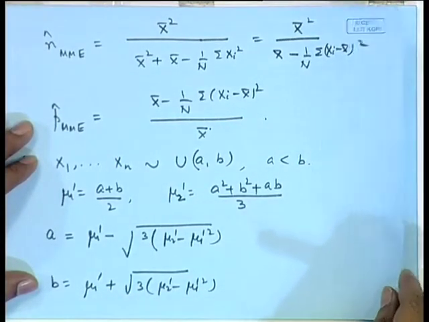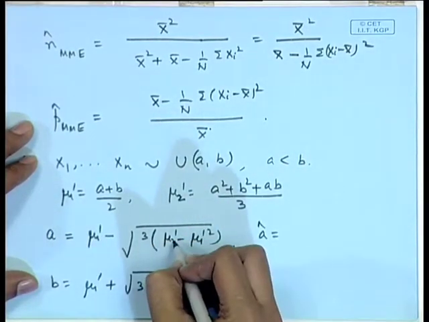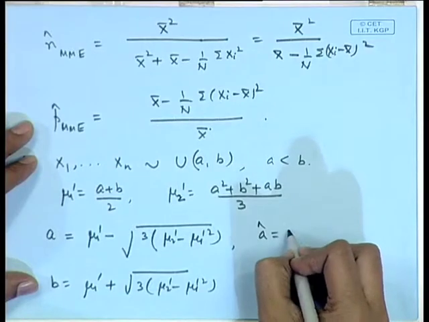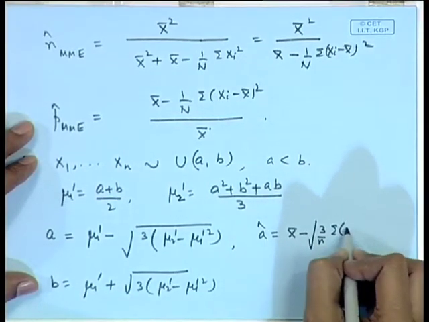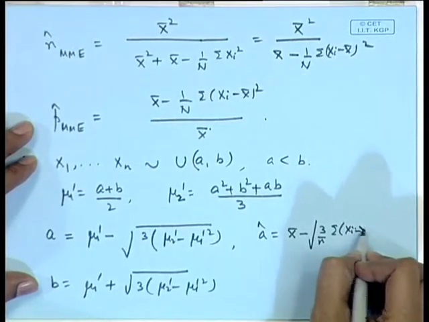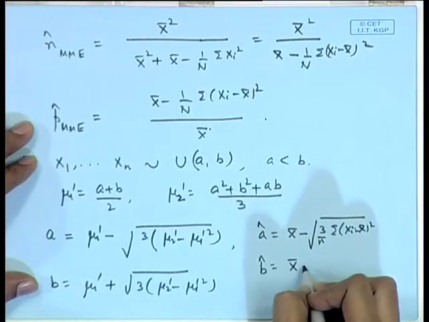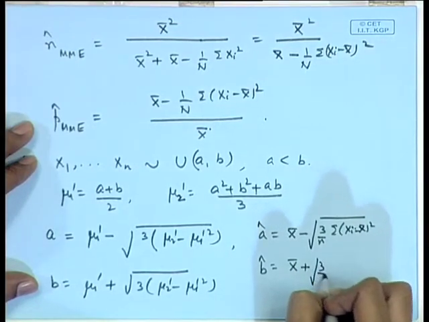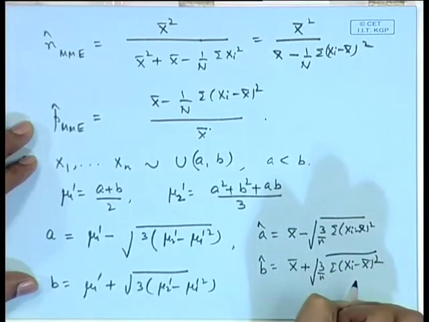So, the method of moments estimators are obtained by substituting alpha 1 and alpha 2 for mu 1 prime and mu 2 prime. So, I will get a head is equal to x bar minus square root 3 by n sigma x i minus x bar whole square, and b head is equal to x bar plus root 3 by n sigma x i minus x bar whole square.